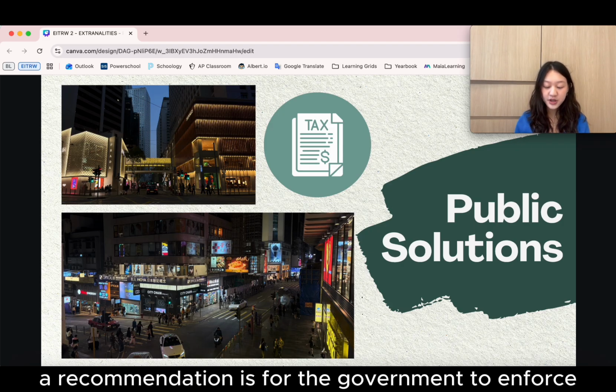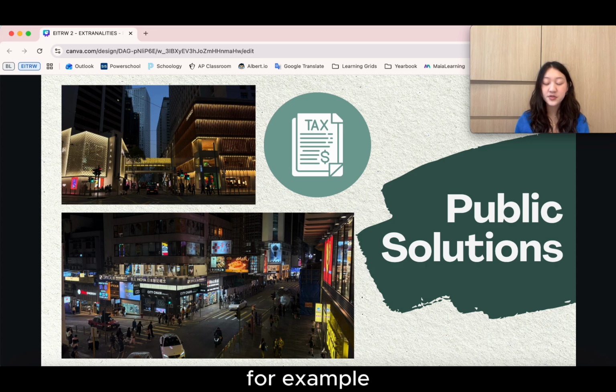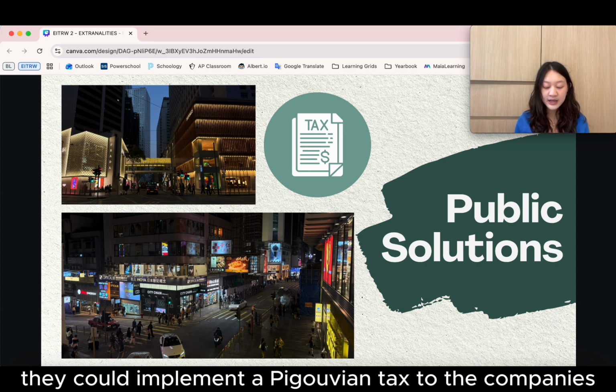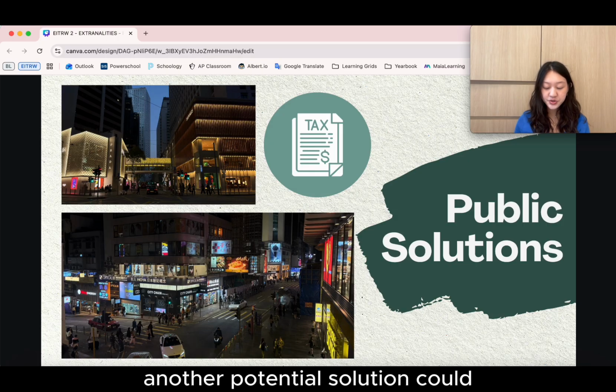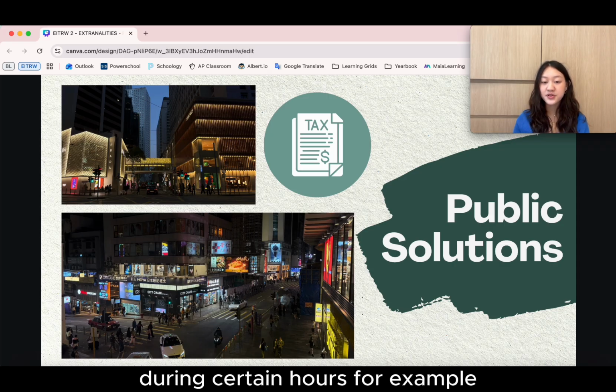A recommendation is for the government to enforce more regulations surrounding this. For example, they could implement a Pigovian tax to the companies proportional to their light's intensity and duration of operation after certain hours. Another potential solution could include a mandate for all advertisements and billboards to turn off their lights during certain hours, for example, from 12 a.m. to 7 a.m.